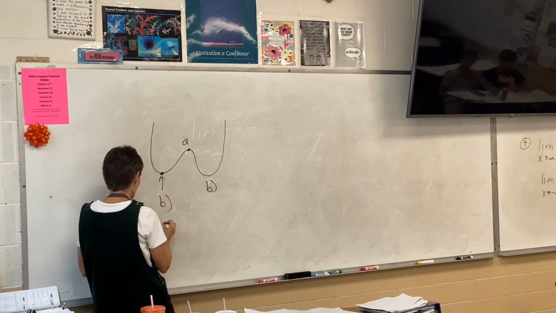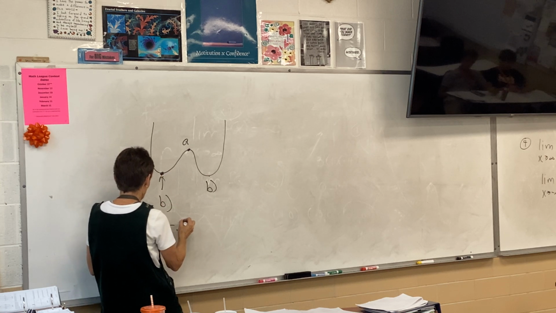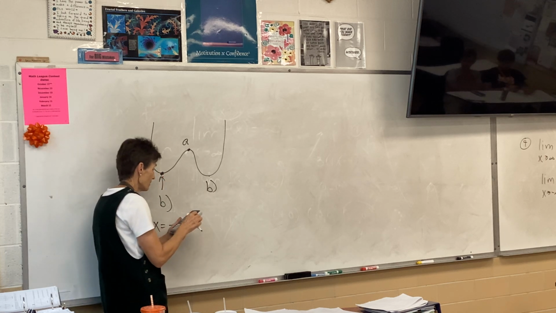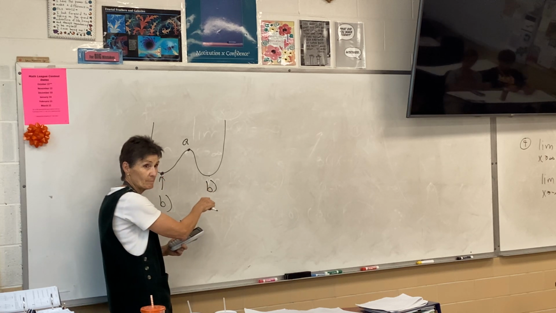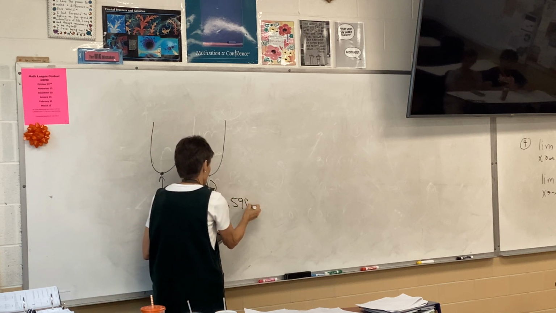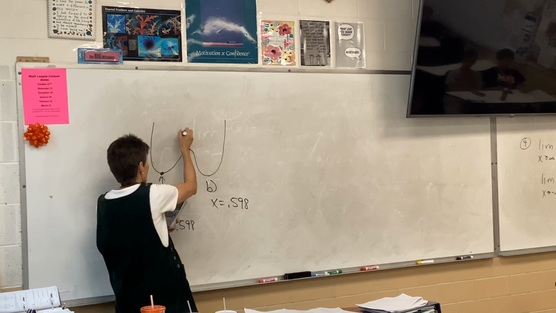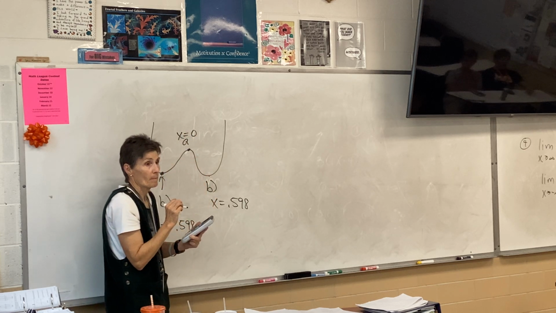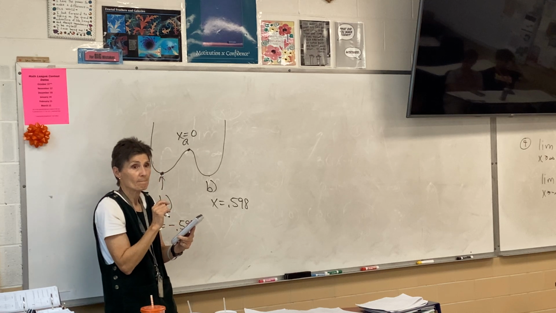This one to be x equals negative 0.598. Does that sound about right? Yeah, that's what I got. And then, was this one positive 0.598? Yeah. And then what was this one? 0. Was that 0? Is that right? I didn't type it in.